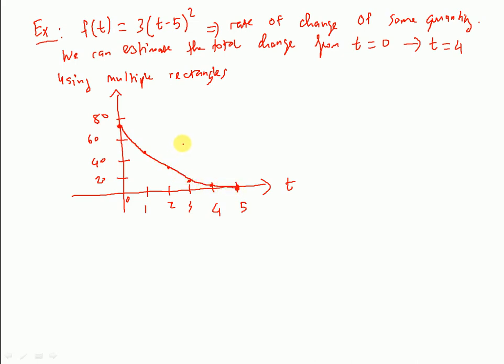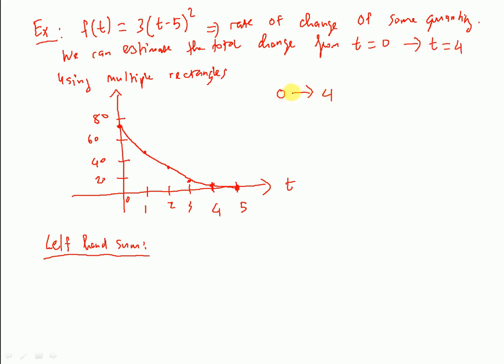Okay. Now we only want to estimate the total change. That means the area under the curve from the time t equals 0, which is here, to t equals 4, right? So at this point only. And we can do this in two ways, the left and the right hand sum. So let's do the left hand sum first, from 0 to 4.